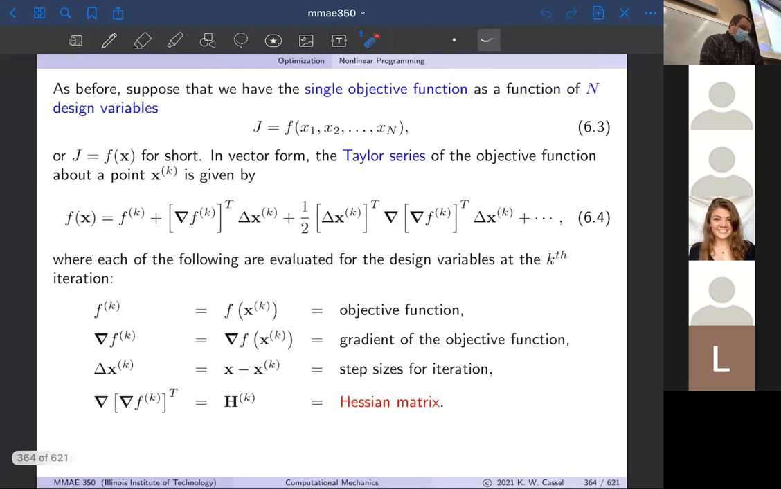So this is what it looks like. So again, we have a single objective function, but it's a function of n design variables. So J is f of x1 through xn, just like before.